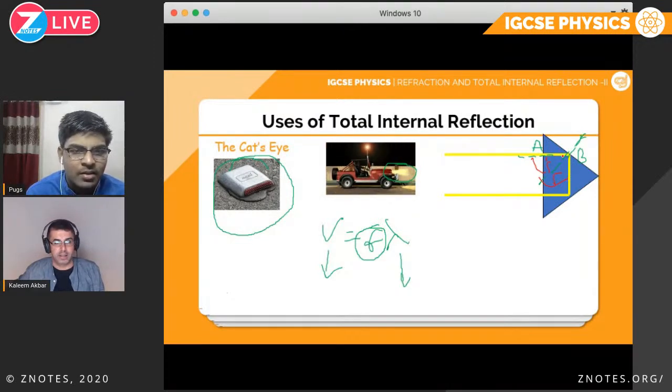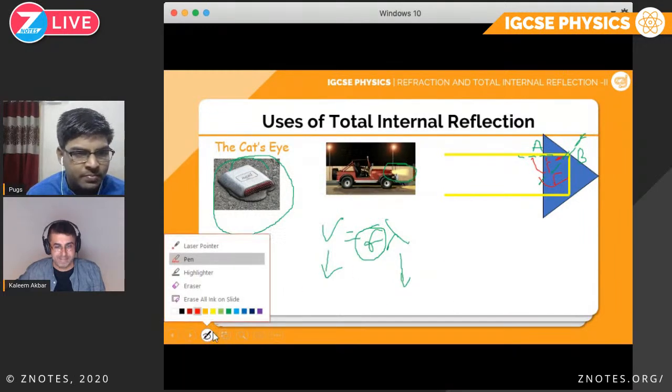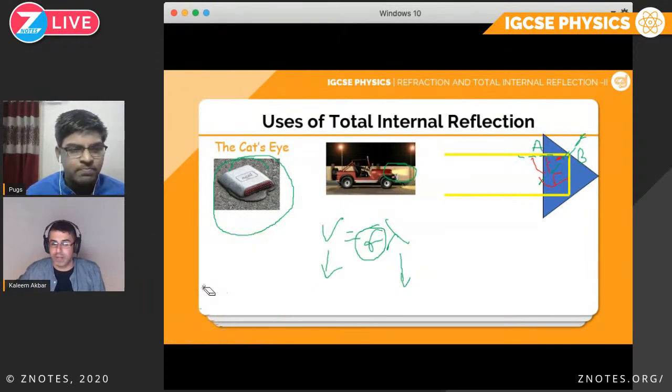than the critical angle at that point right there? It would go out of the medium, right? It would. Some of the light, well done, Pugs. Some of the light, guys, would do what it's always done before, refract.